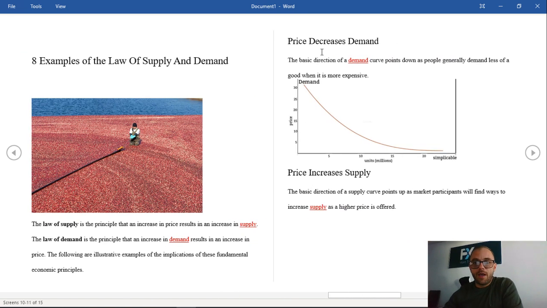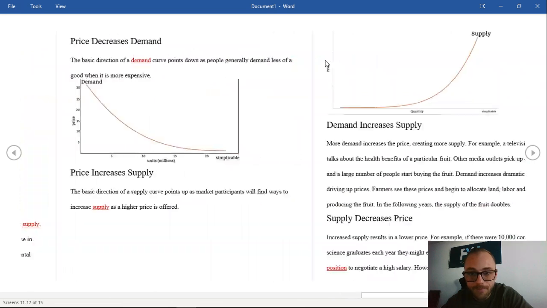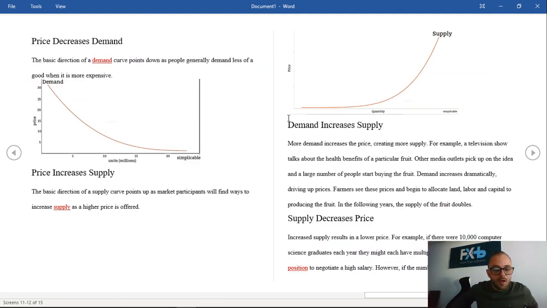So let's look into a price decrease in demand. The basic direction of a demand curve points down, as people generally demand less of a good when it's more expensive. So we have the price curve, and we have the units, the amounts that people are purchasing. When price in this case was 30 and it's dropping, fewer and fewer units are being bought. It's exactly the opposite when it comes to a price increase in supply.